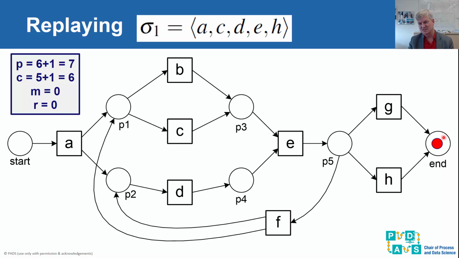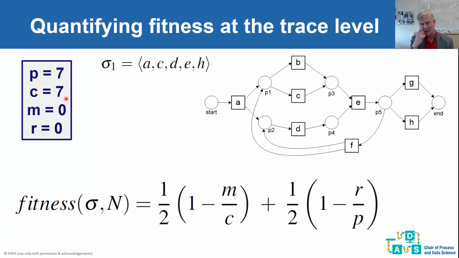In this case there is a token, but it would also do that if there was no token, and then we would also have to add a missing token there, in such a way that the environment can consume it. But that is not the case. Now we simply update C with 1, and now we have reached the very end. So P is equal to 7, C is equal to 7, M and R are equal to 0. We go back to our formula, we fill out the numbers, and surprise, surprise, the fitness is perfect, it's 1.